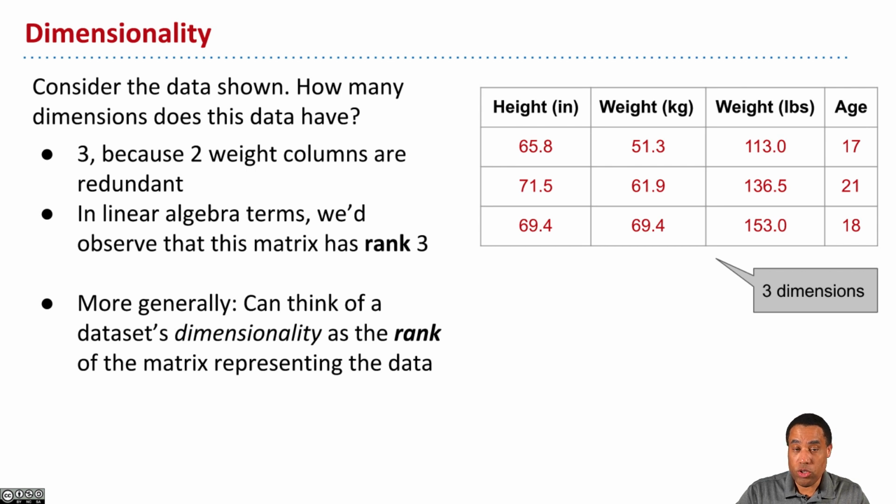In linear algebra terms, we'd say that this matrix has a rank of 3. More generally, when we think about a data set's dimensionality, it's going to be the rank of the matrix that represents that data.